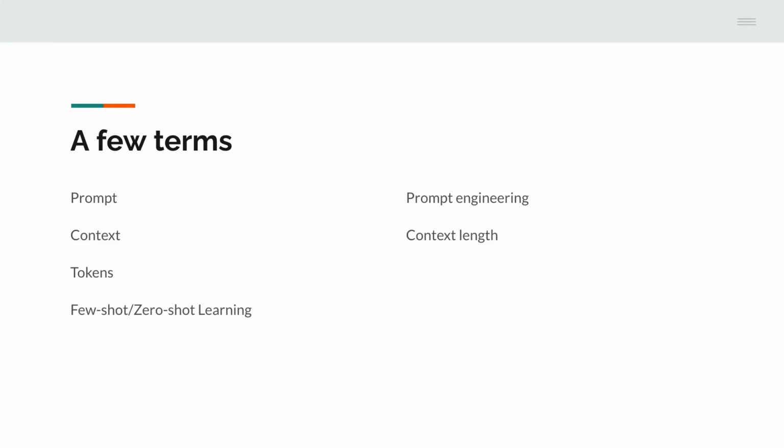Lastly, few-shot and zero-shot learning. These basically mean that you want a model that you have trained to perform on a task that it's never seen before. It's a new task. Zero-shot means that you don't give it any examples. Just ask it to perform a new task. And likewise, with few-shot, you give it a few examples and then ask it to perform a new task. We will encounter this in a little bit.